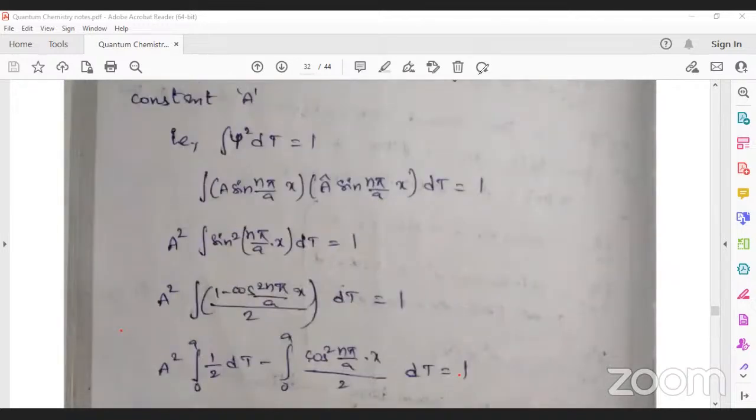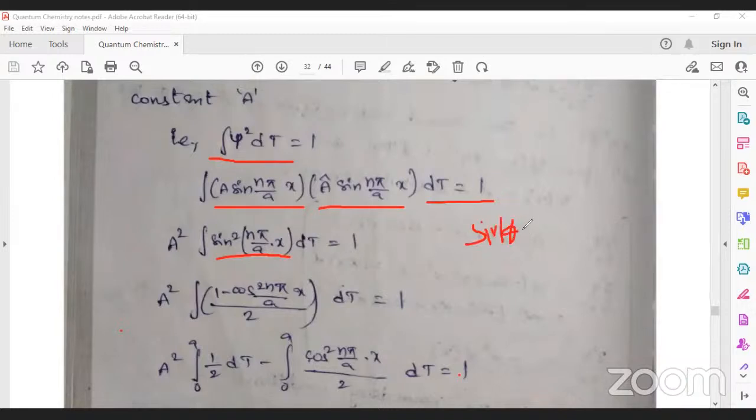That is the normalization of psi. That means the integral of psi square into d tau is equals to 1. This is one psi and this is the other psi, into d tau is equals to 1. Therefore, by multiplying this, a square integral of sin square n pi by a into x into d tau is equals to 1.